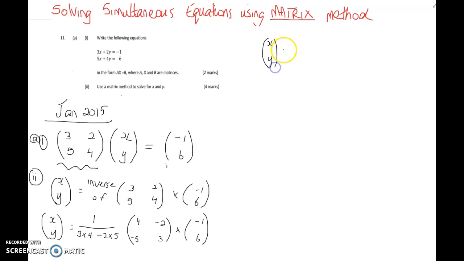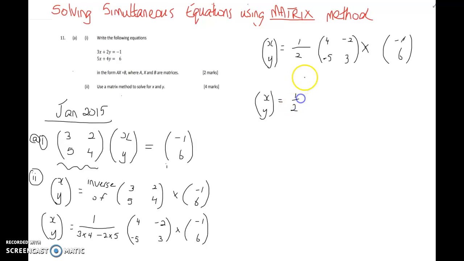So (x, y) is equal to 1 over, that will be 12 take away 10. So I'm just skipping that step of writing 12 take away 10. 12 take away 10 is 2. And then we have the matrix 4, negative 2, negative 5, 3, multiplied by negative 1, 6. Now we need to simplify all of this to get our x and y values.